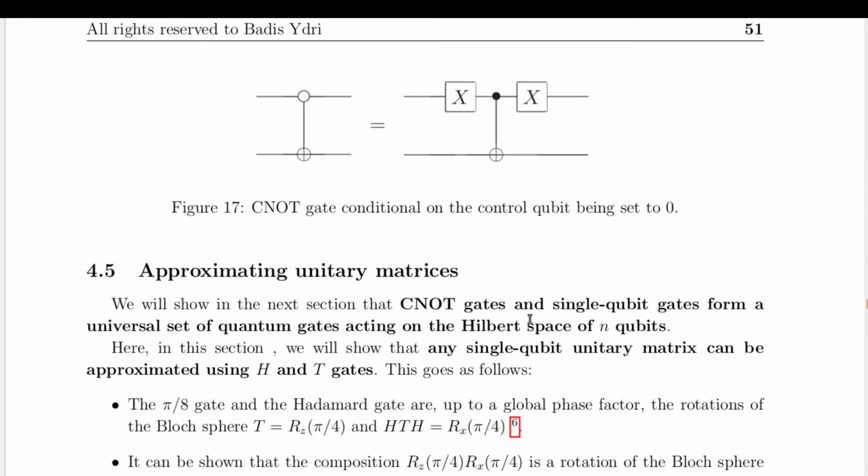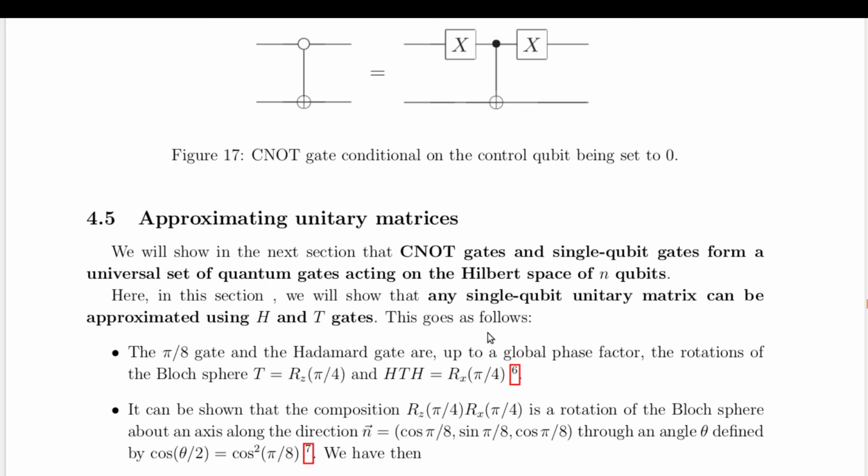Approximating unitary matrices. Next, we're taking a deep dive into a fascinating result in quantum computing: how single-qubit unitary matrices can be approximated using just 2 simple quantum gates, the Hadamard gate and the T gate.